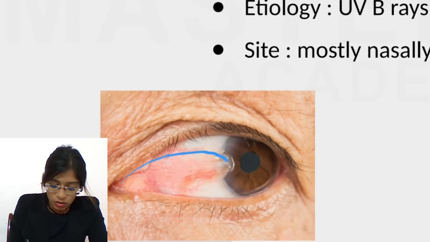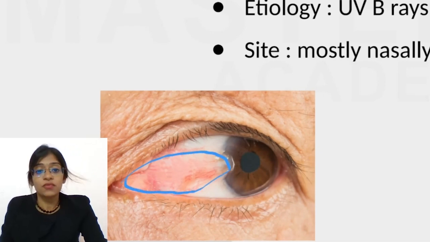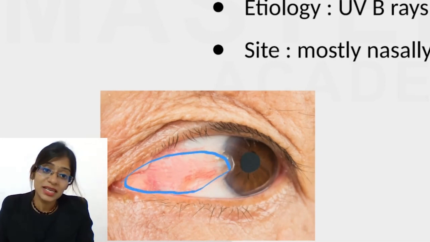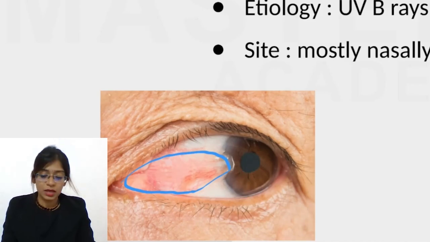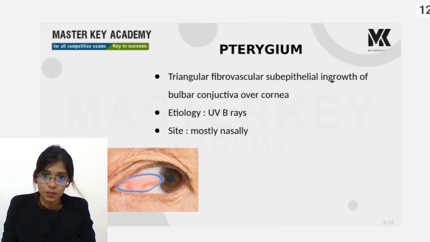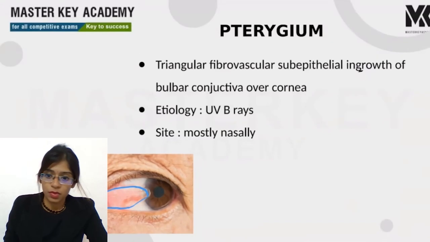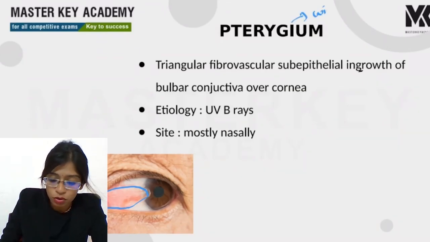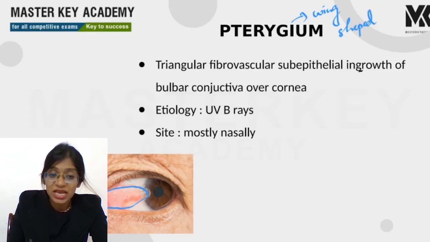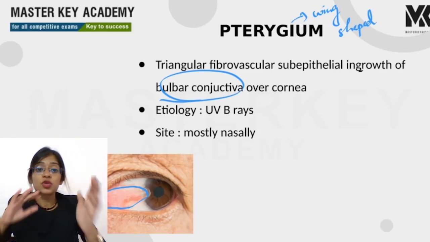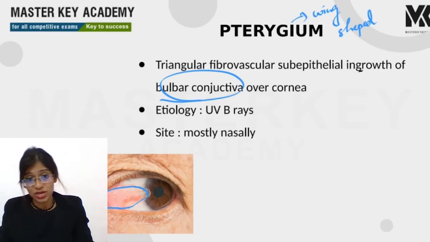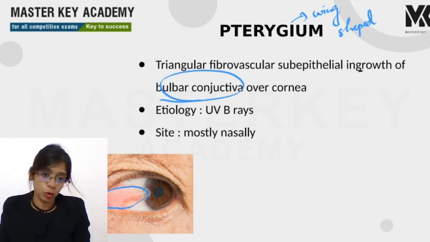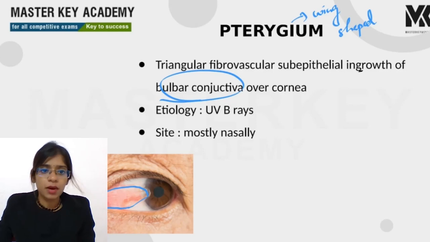Here you see an abnormal growth, a wing shaped growth. This is what we call pterygium. So pterygium means, first point, it is a wing shaped growth. Where is this growth seen? Wing shaped growth of the bulbar conjunctiva, which may or may not extend towards the cornea and pupil. So what is bulbar conjunctiva?